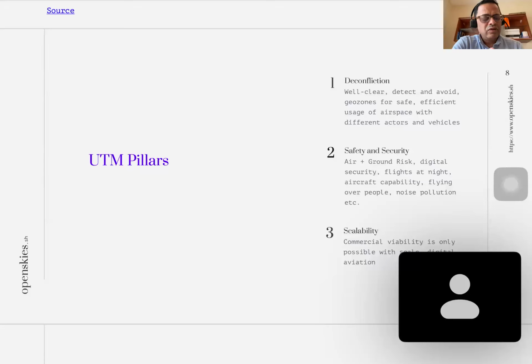So obviously you want to be well clear of other aircraft, other, let's say, buildings. Maybe there is a prison and you don't want to fly over the prison and so on. So you have to be well clear and visible. Obviously, there is the air risk and the ground risk, meaning who are you flying over, when are you flying, and so on, flights at night. And that depends on what kind of capability there is.